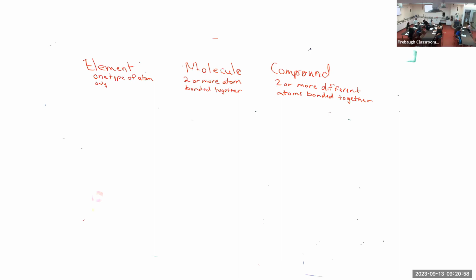Now, it becomes a mixture if we have two molecules that are coming in together that are not interacting with each other. So it becomes a mixture in that case. Okay, so I'm going to put a couple of things on the board, and I want you to tell me whether it's going to be an element, a molecule, or a compound. Okay?